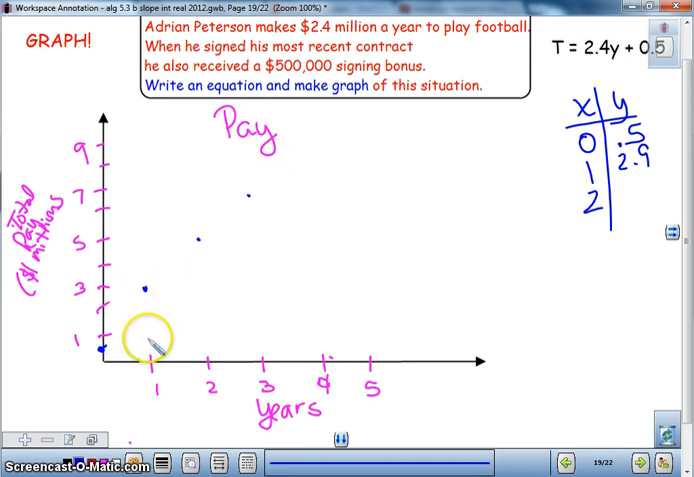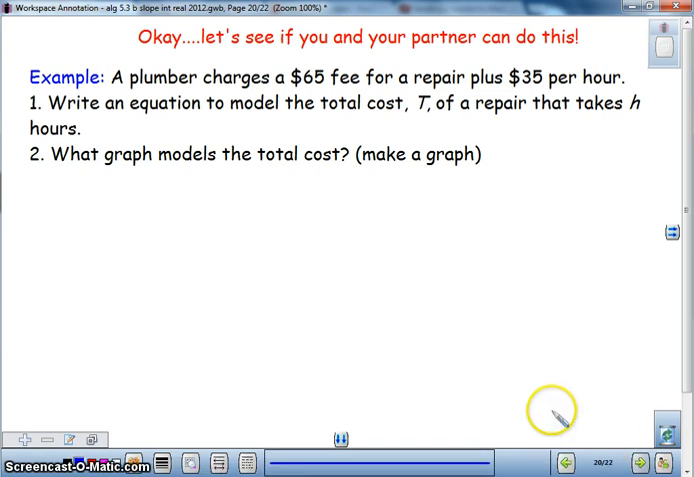The question you want to think, is it discrete or is it continuous? And in this case, for his pay, we are looking at it being continuous over time. He's usually getting paid probably per month.